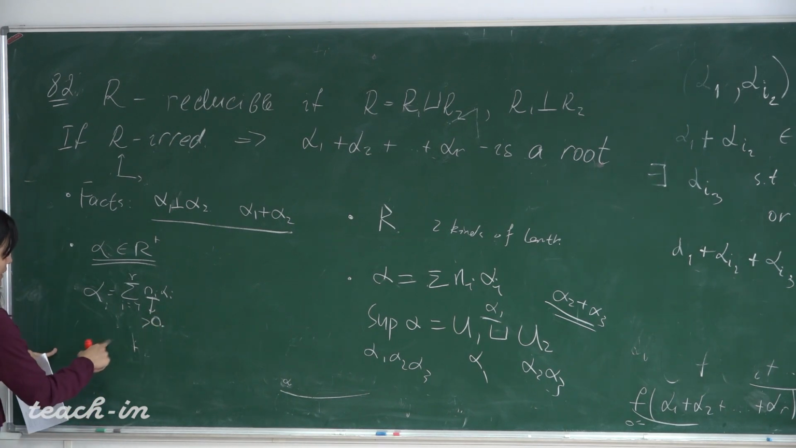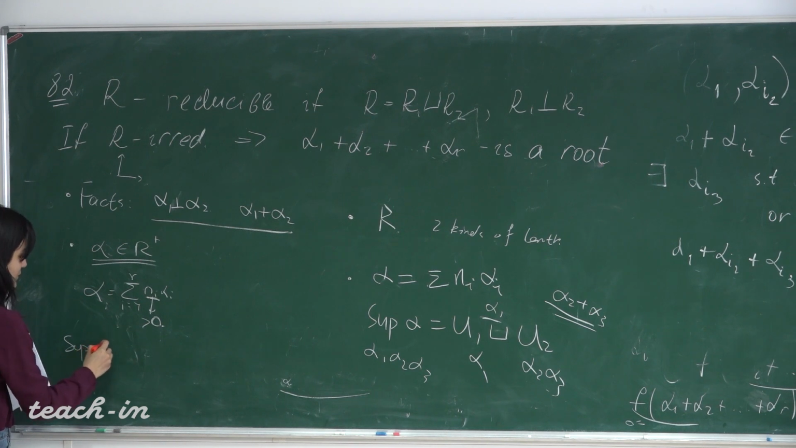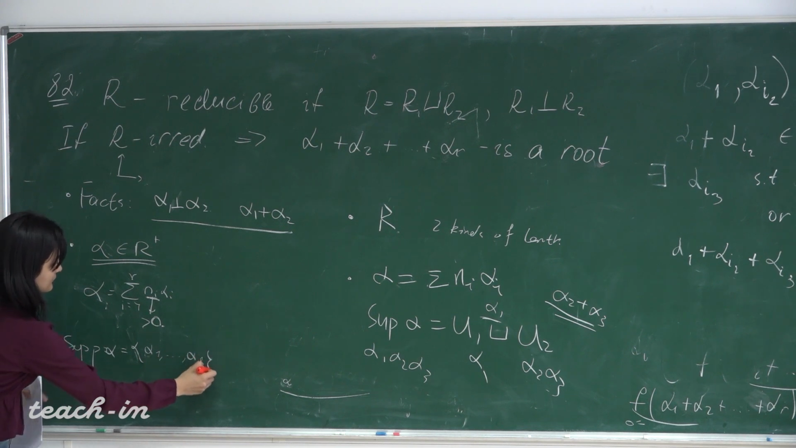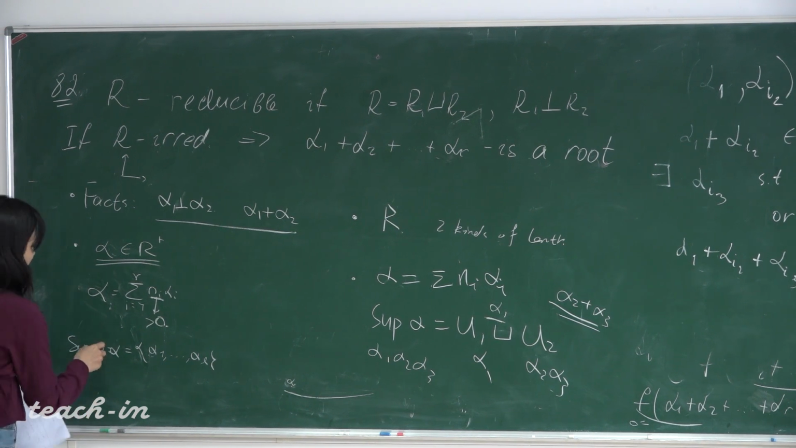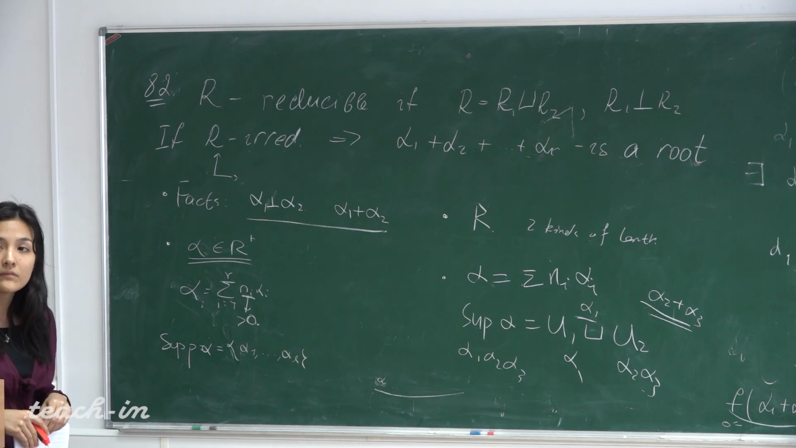Okay, and I will, how do you say, I will relabel. Some of these coefficients are 0, but I consider the support of alpha. I will rename the roots so that I have something like this. This is the support. And by contradiction... So you are considering that some of this n is 0?